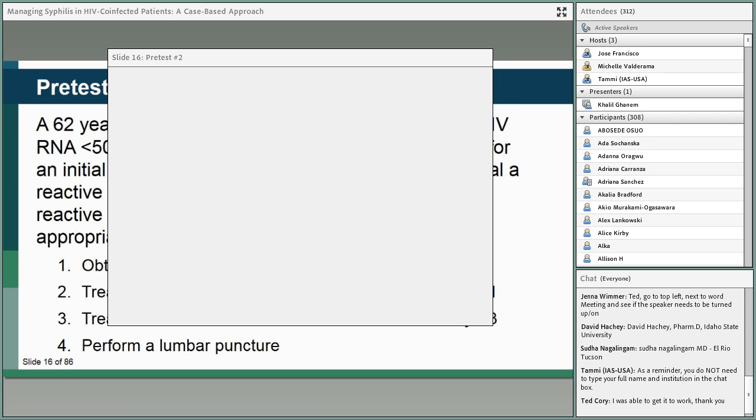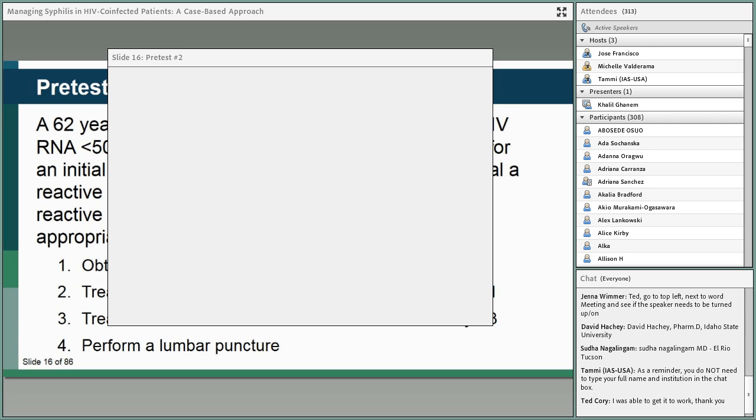Thank you very much. All right, so we have about 42% are saying perform a lumbar puncture. That's wonderful. All right, now we're going to move to the next slide, and that's also going to be the final pre-test question that's there.